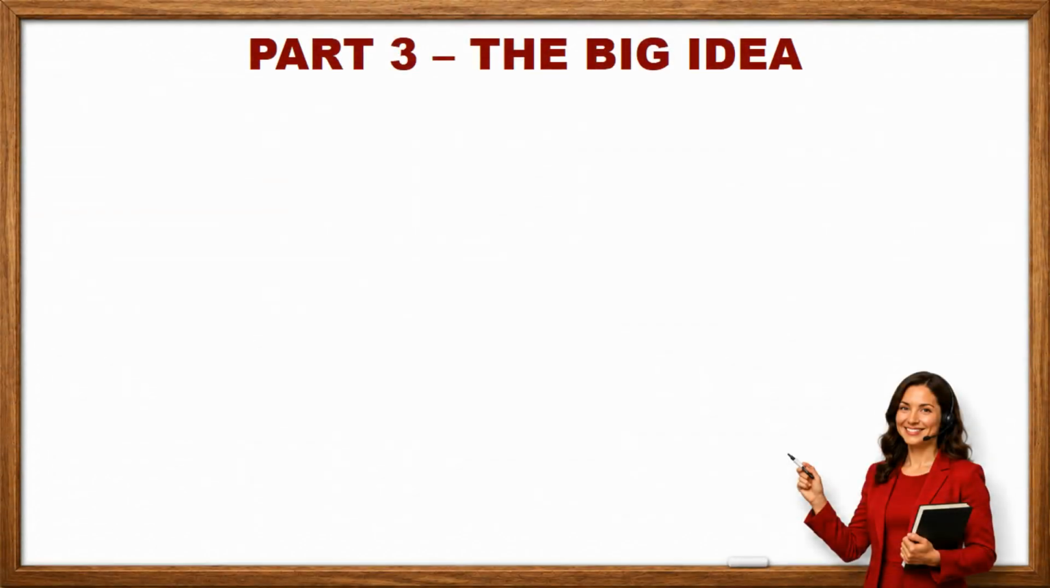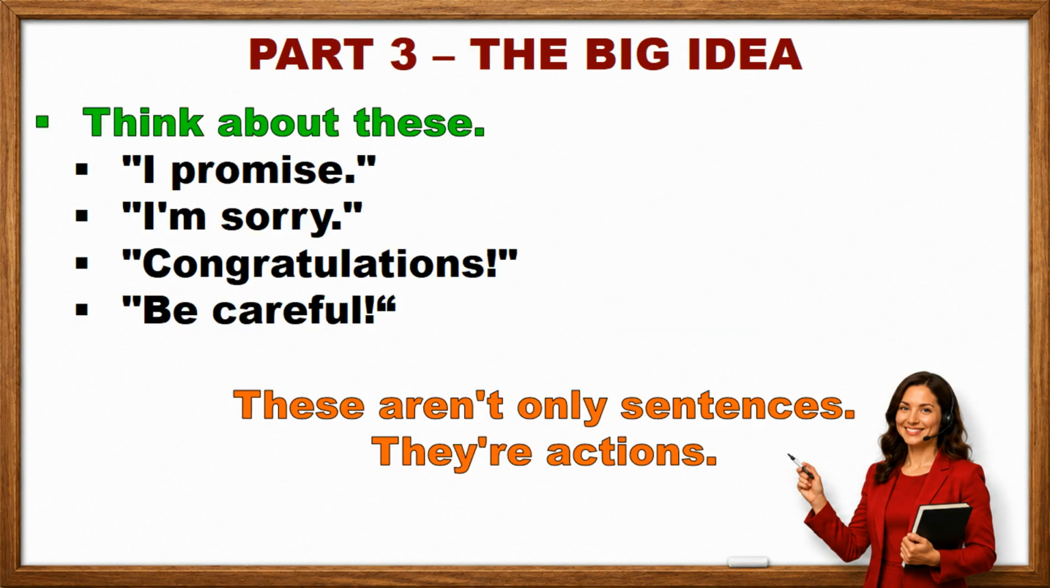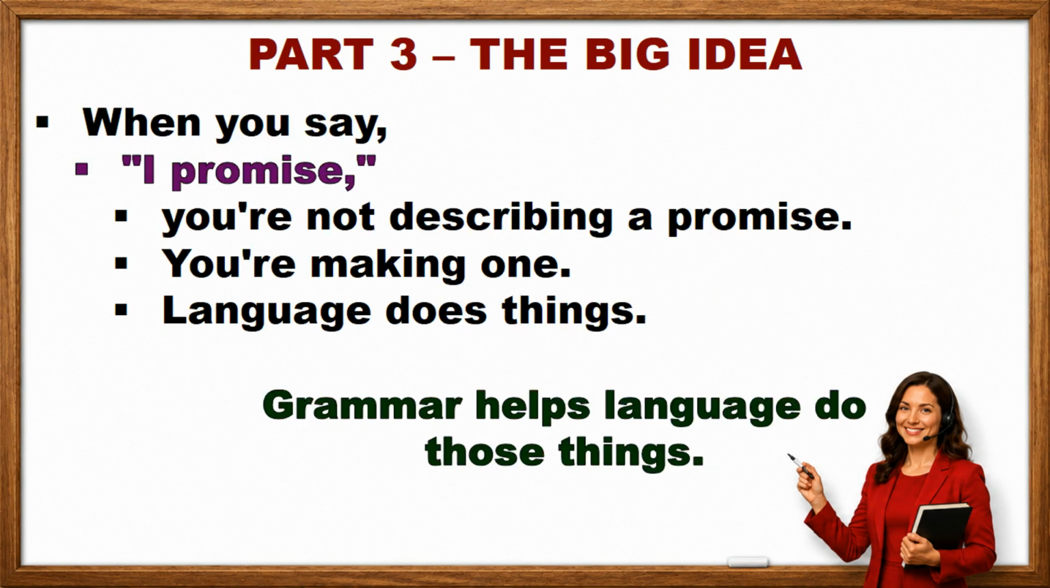Part 3. The big idea. Traditional grammar often asks, is the sentence correct? Functional grammar asks, what is the sentence doing? Think about these. "I promise." "I'm sorry." "Congratulations." "Be careful." These aren't only sentences. They're actions. When you say, "I promise," you're not describing a promise. You're making one. Language does things. Grammar helps language do those things.